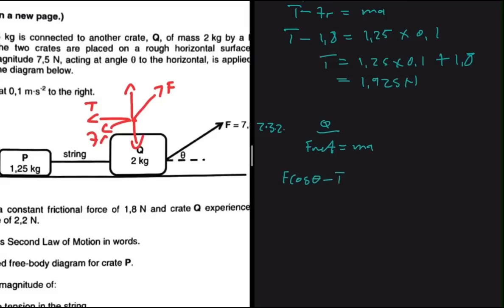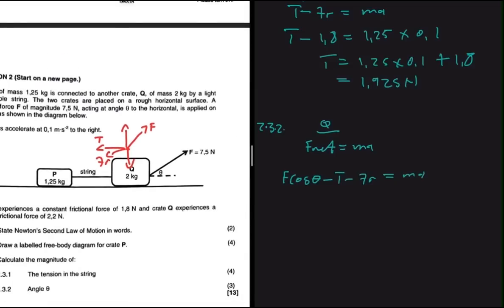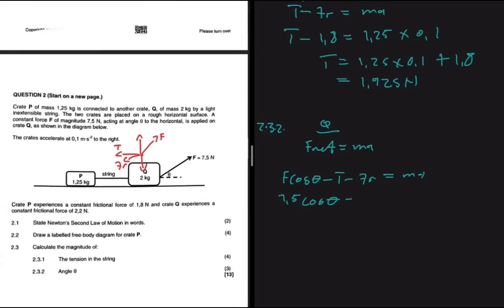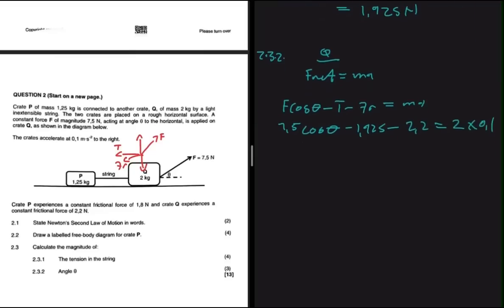So minus tension minus friction is equal to MA. What is F? We know fully well that F is 7.5 cos of theta. What is the tension? The tension, we calculated it in 2.3.1, right? So here we're going to have 1.925, and the frictional force is given to us as 2.2. And this will be equal to the mass of 2 kg multiplied by the acceleration, which is 0.1. So 7.5 cos of theta will be equal to 2 multiplied by 0.1 plus 1.925 plus 2.2, right?